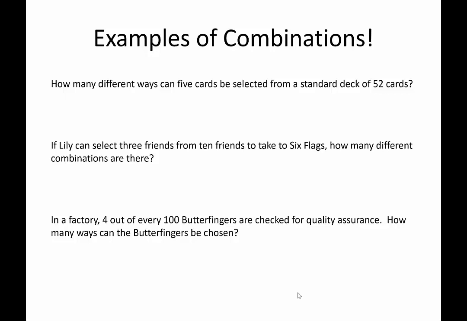Okay, in our first example, how many different ways can 5 cards be selected from a standard deck of 52 cards? So again, this is a combination because order doesn't matter. You have the card in your hand or you don't. So this we would represent with 52 choose 5. And 52 choose 5 would be 52 factorial divided by 52 minus 5 factorial times 5 factorial, right? Because that's the combination formula. The combination formula is n choose r equals n factorial over n minus r factorial times r factorial.